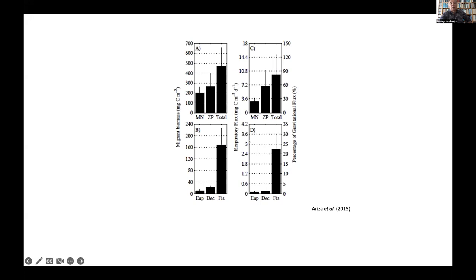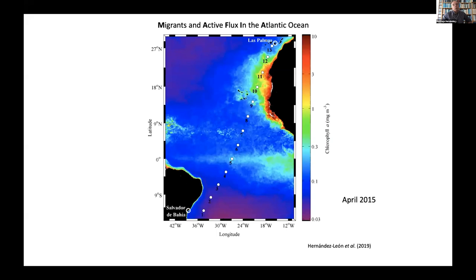And talking about the respiratory flux, the zooplankton was higher again because they are small animals with higher respiration rates. And inside micronekton, fish were the drivers of the respiratory flux here in the Canary Current. So we made a basin scale estimation of active flux by zooplankton and micronekton from the very oligotrophic waters of Brazil to the equatorial upwelling and the Guinea Dome in here, and also the oceanic upwelling of Northwest Africa.